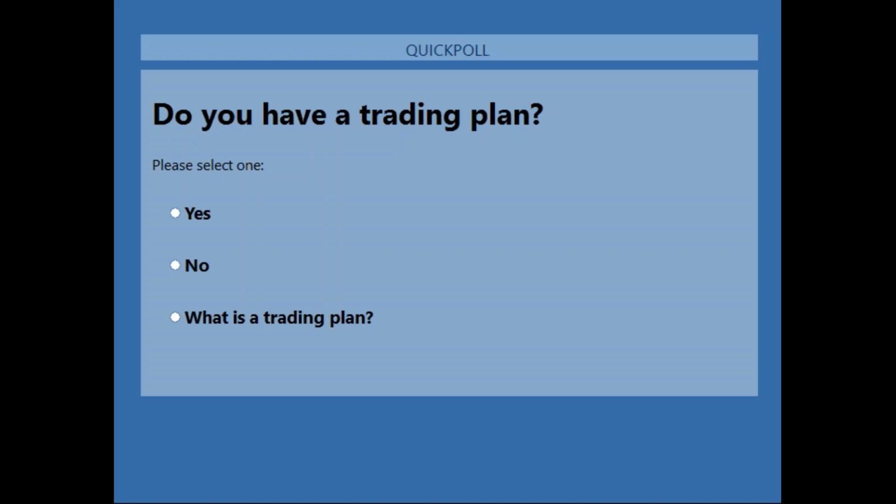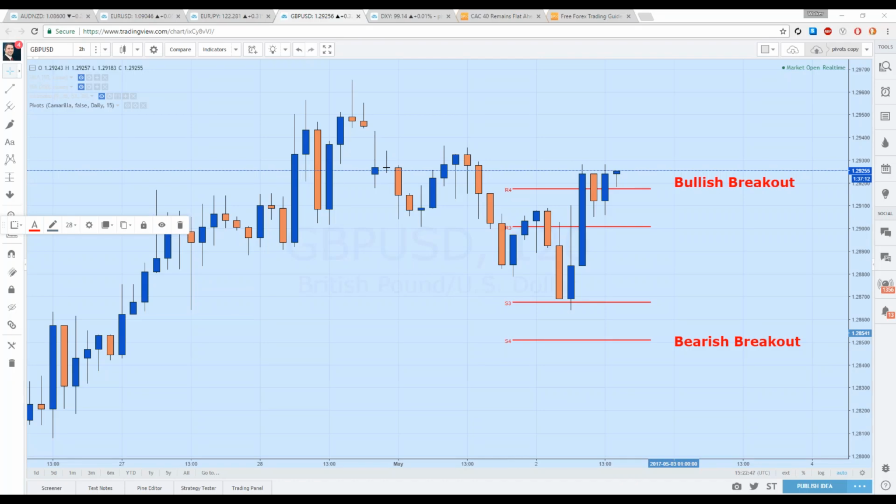Now, we'll work through some examples, but as traders, especially if you fall into the no or the what is a trading plan category, start thinking about how you want to approach the market. This way, when you eventually come to a decision, you can write it down, and you can always refer back to your trading plan if you have any major questions, such as, hey, do I want to be buying here? Do I want to be selling? Or do I want to be completely out of the market?